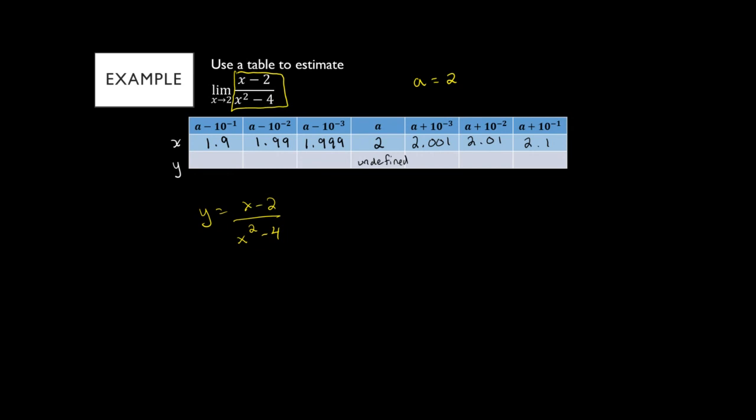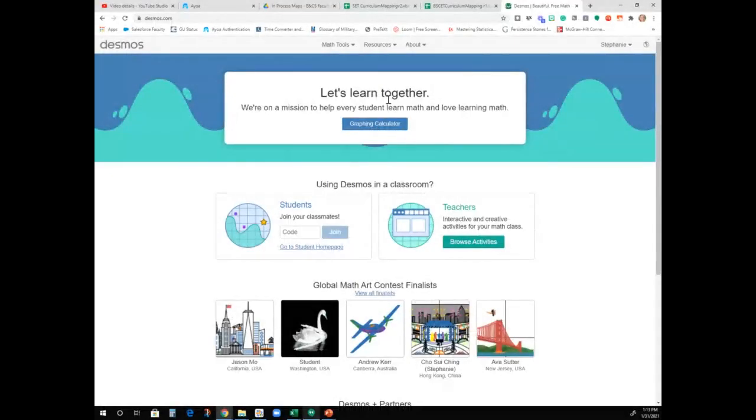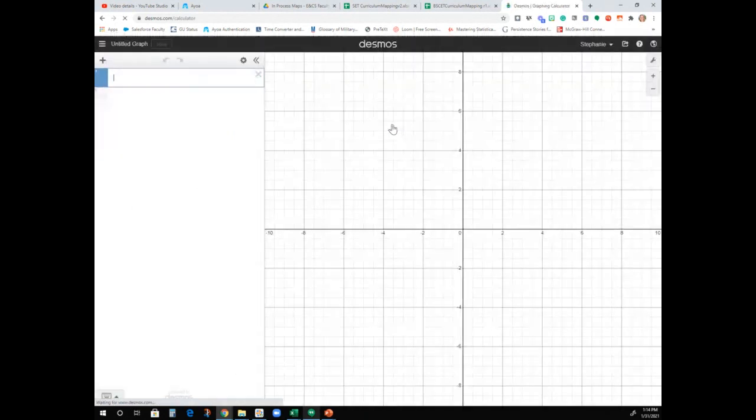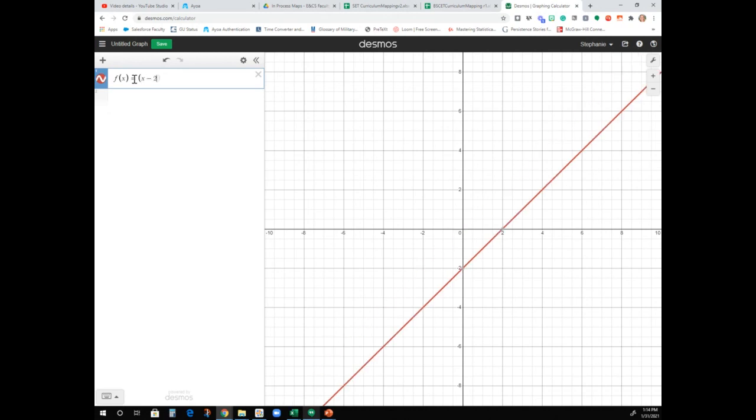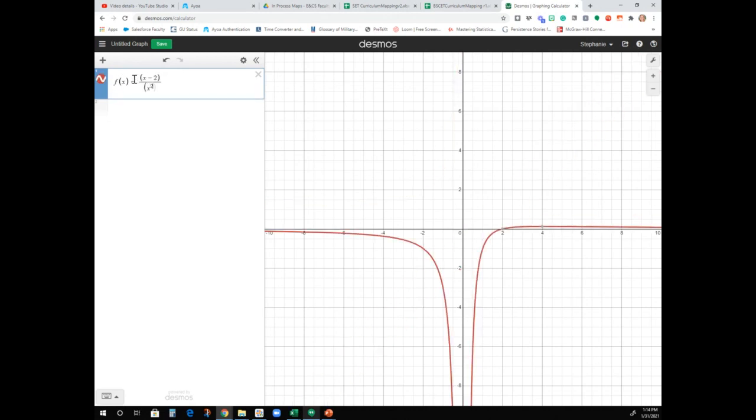Now, I'm going to show you how to use Desmos to your advantage, because plugging these into your calculator can get pretty tedious. So I am actually going to use the graphing calculator portion of Desmos to do this. It will also give you a good visual. But what I would do here is, first off, let's just define our function. We'll use function notation. So we'll use f of x. And I'm looking at here x minus 2 over x squared minus 4.